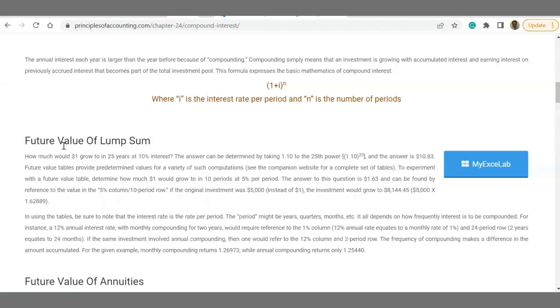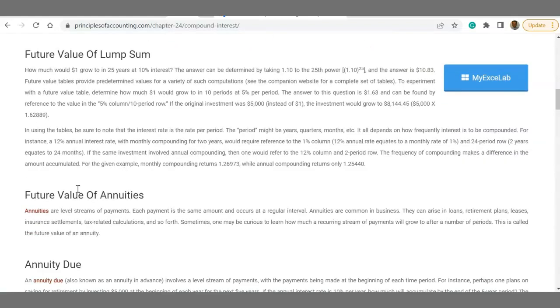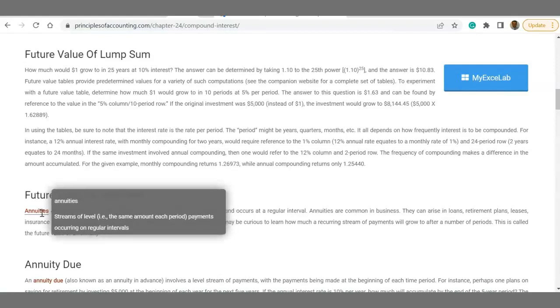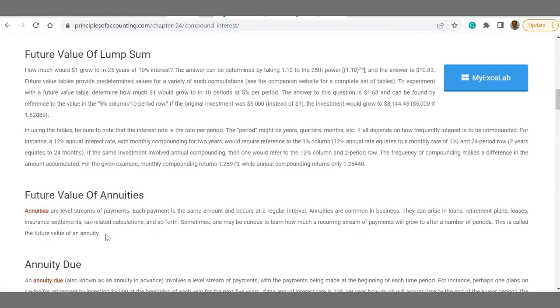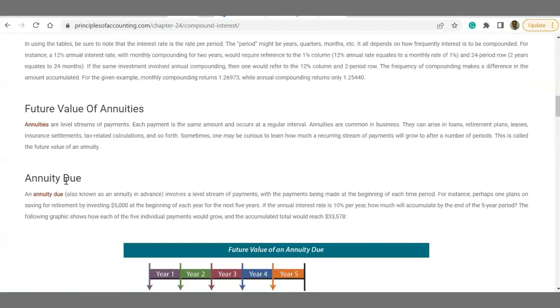So this is not a series of payments. Make sure you understand that this is just a one-time dollar amount. But if you have a series of payments, then make sure you understand that's an annuity. An annuity is a stream of level, a series of equal payments. Annuity can be annuity due, or it can be ordinary annuity.